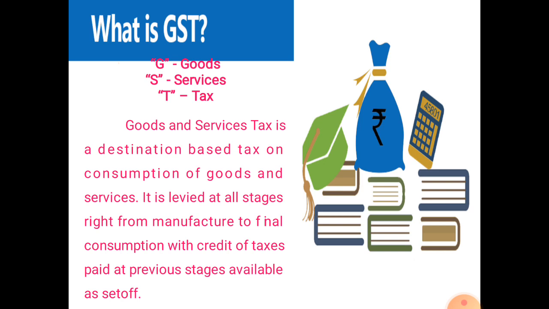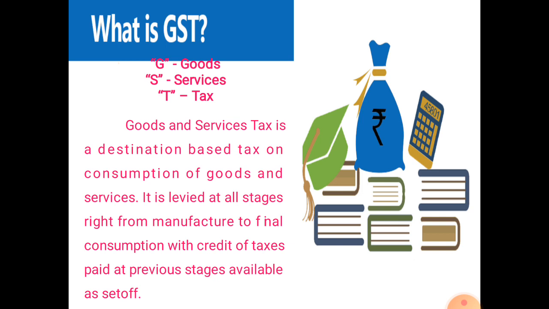G stands for goods. It means every kind of movable property other than money and securities. S stands for services. It means anything other than goods, money and securities, but includes activities relating to the use of money or its conversion for a consideration. T stands for tax. It is a contribution by the people to the government.